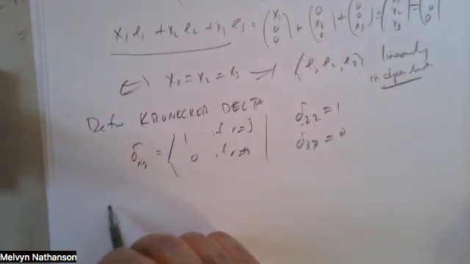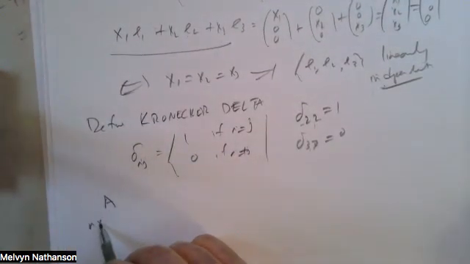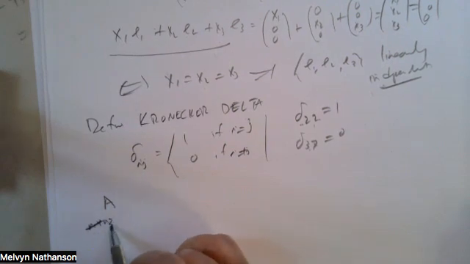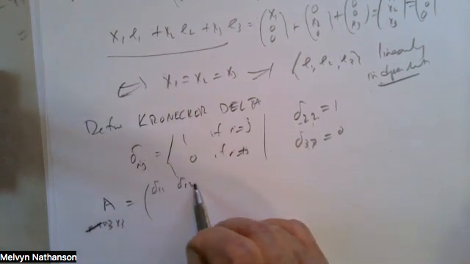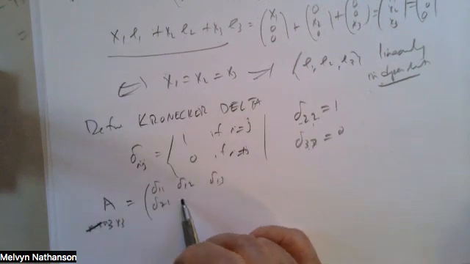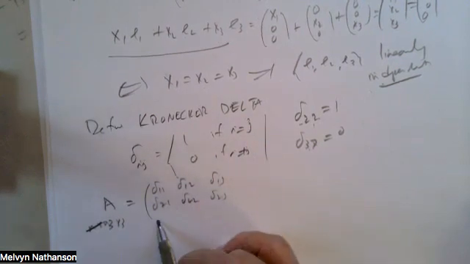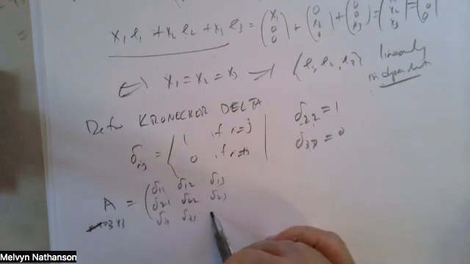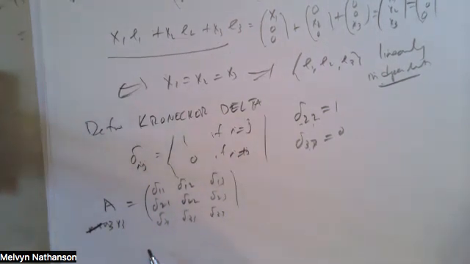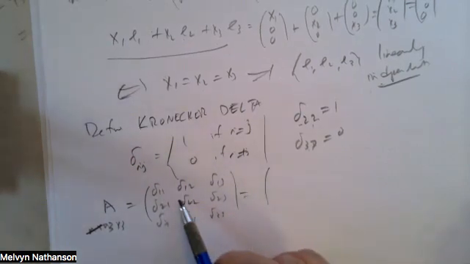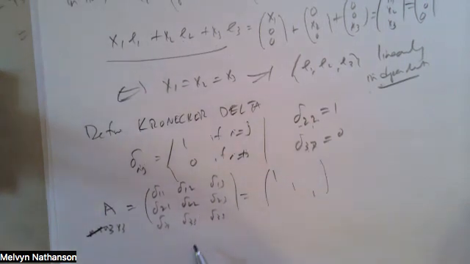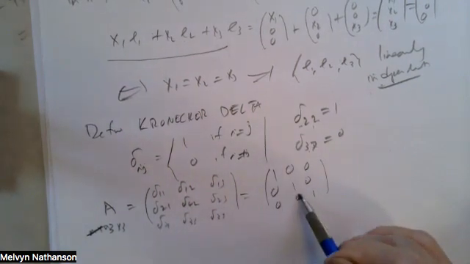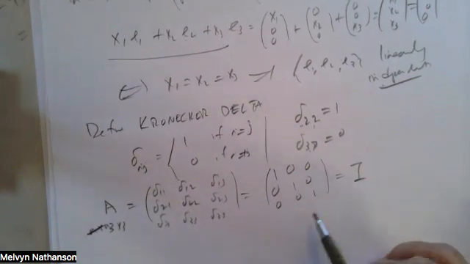In fact, if you look at the n by n matrix, let's make it 3 by 3, the 3 by 3 matrix where the coordinates are delta 1,1, delta 1,2, delta 1,3, delta 2,1, delta 2,2, delta 2,3, delta 3,1, delta 3,2, delta 3,3. Whenever the subscripts are the same, 1,1, 2,2, or 3,3, the value of this Kronecker delta is 1. When the subscripts are different, which is every other pair, the value is 0. So this is the identity matrix.